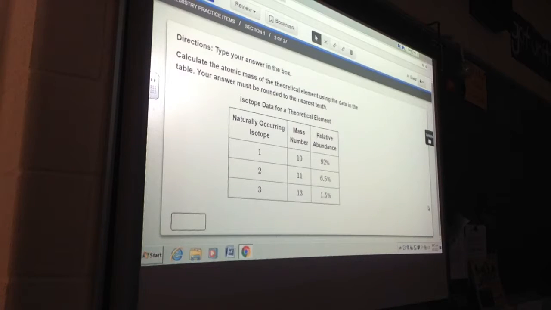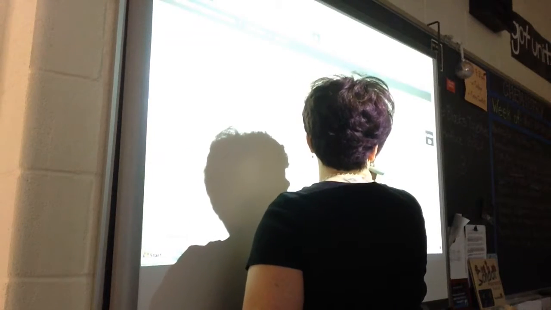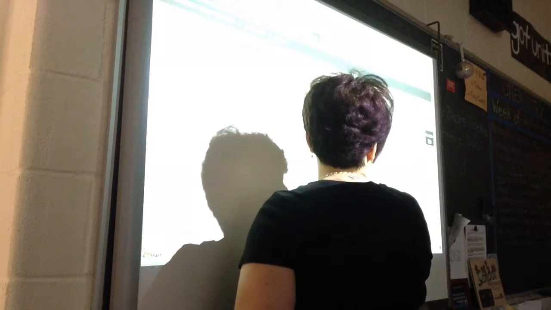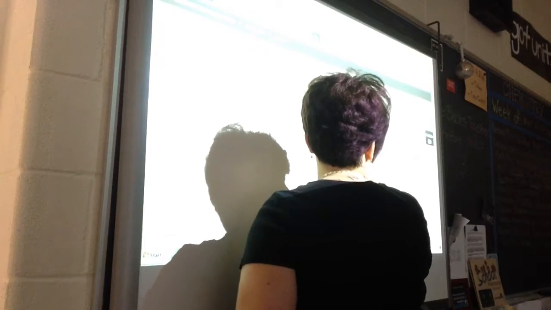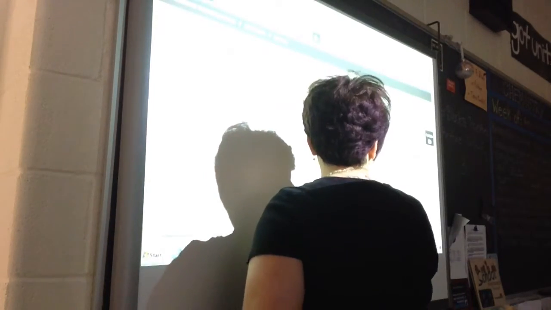Okay, so Bradley says we take the percents and we make them into decimals, which is true. We move the decimal 2 places to the left. The other way to think about it is whenever we make something into a percent, we multiply by 100, so you can divide by 100, which moves the decimal 2 places to the left. So this relative abundance is going to be 0.92. This relative abundance is going to be 0.065. This relative abundance is going to be 0.015.